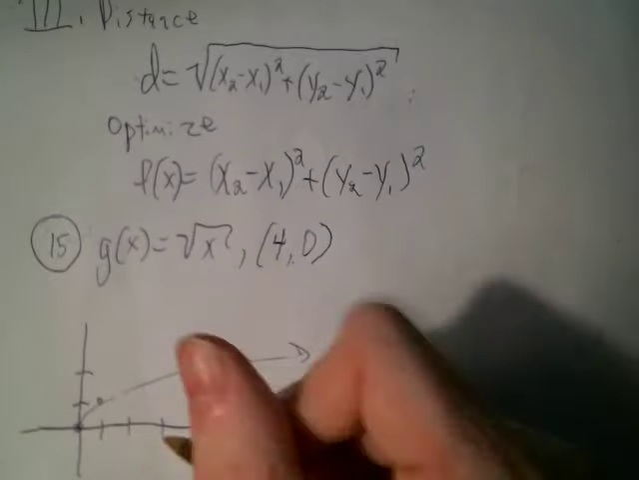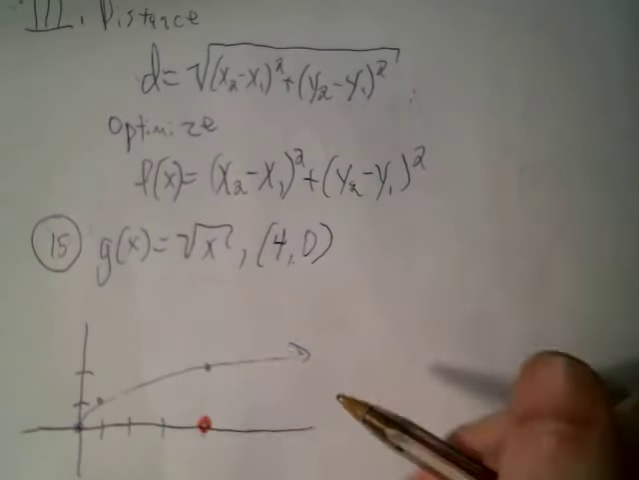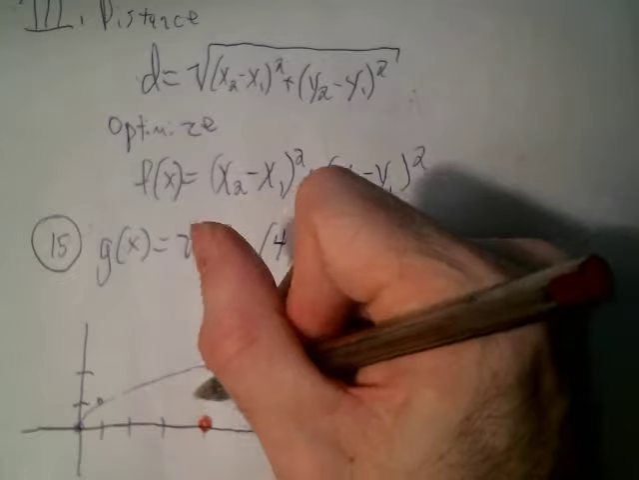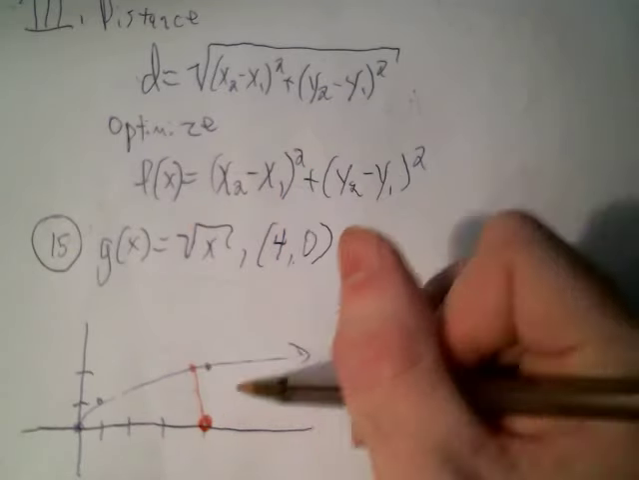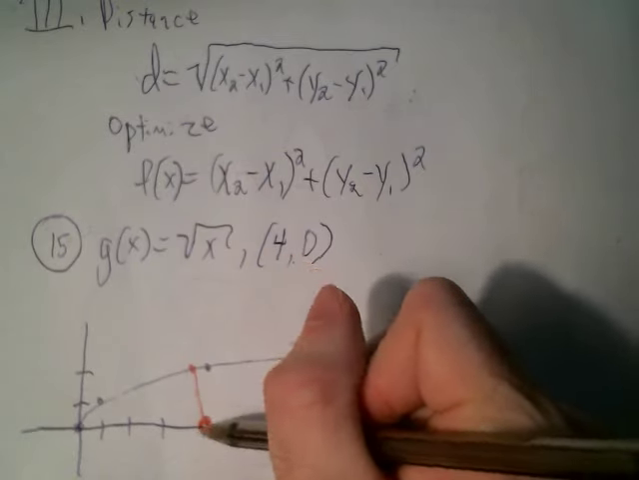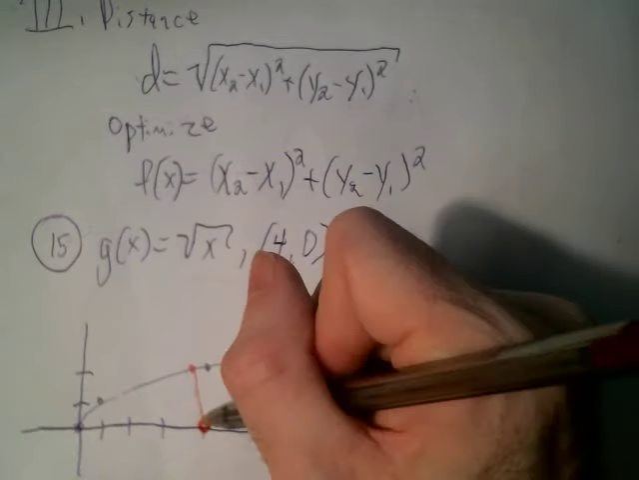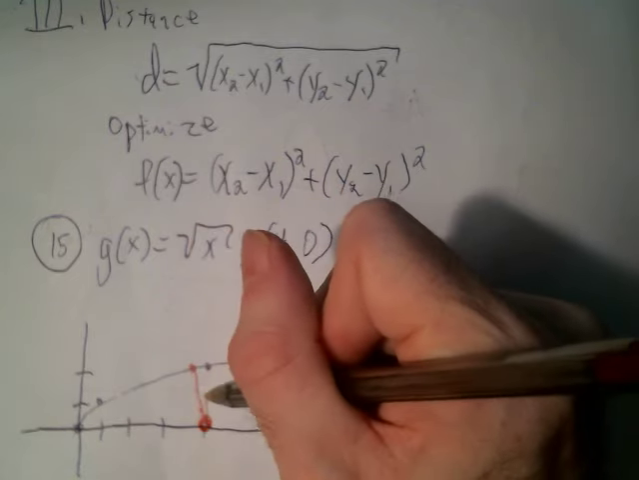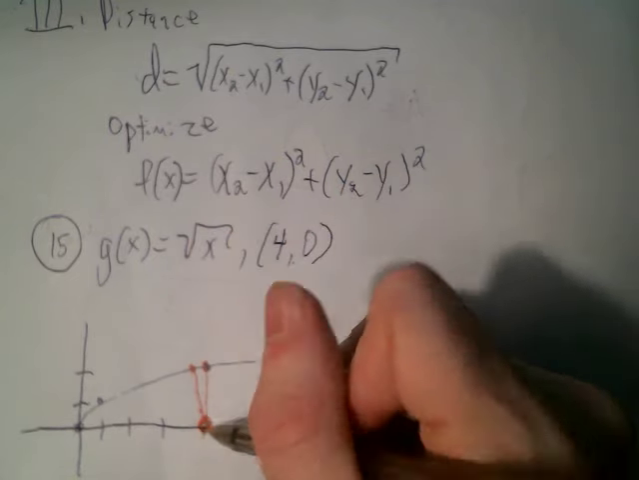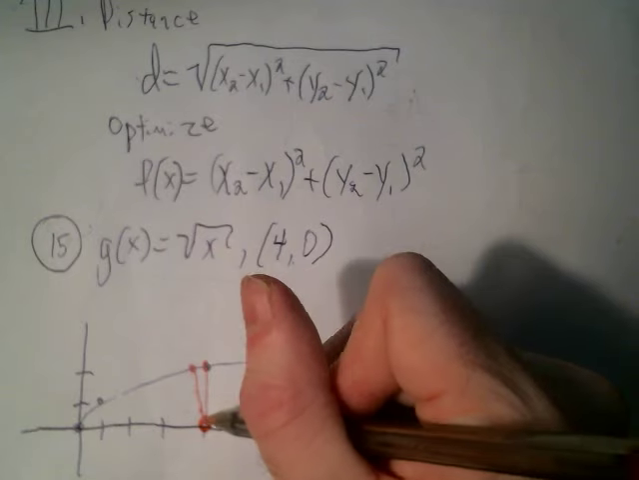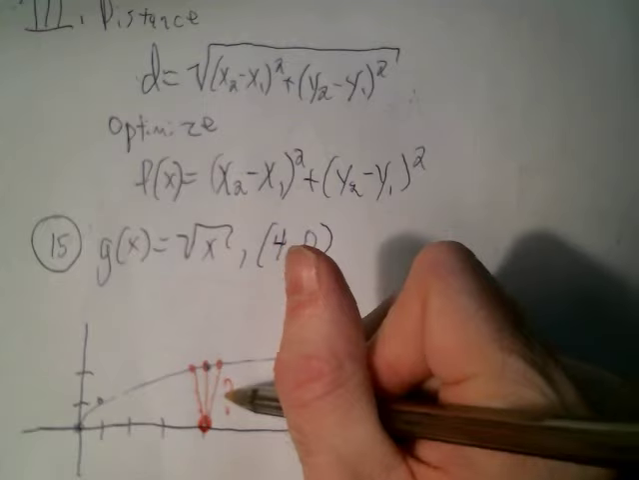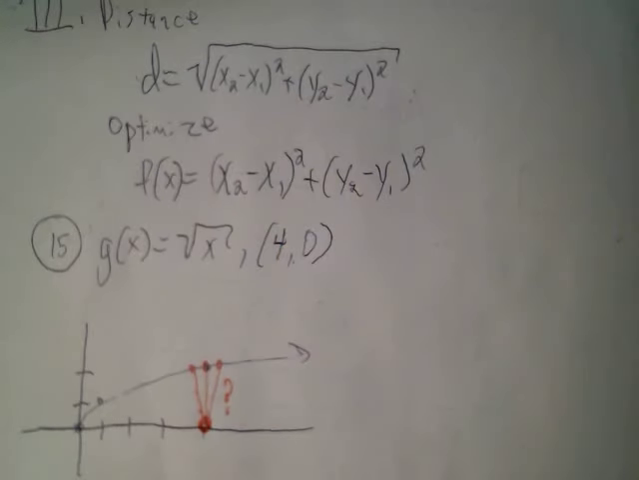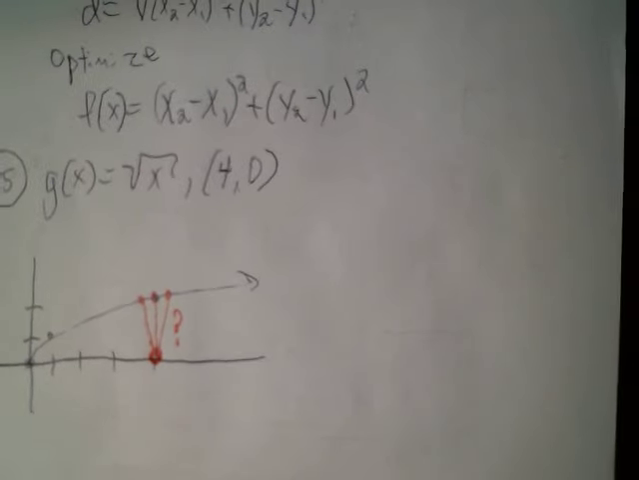Here's the point for 0. And it's not entirely clear if the minimum distance is really this perpendicular kind of distance right here. It could be that the minimum is over here a little bit. Maybe it is actually at this perpendicular distance. Maybe it's a little bit over here. I don't know, right? So we can use this optimization technique to figure that out.